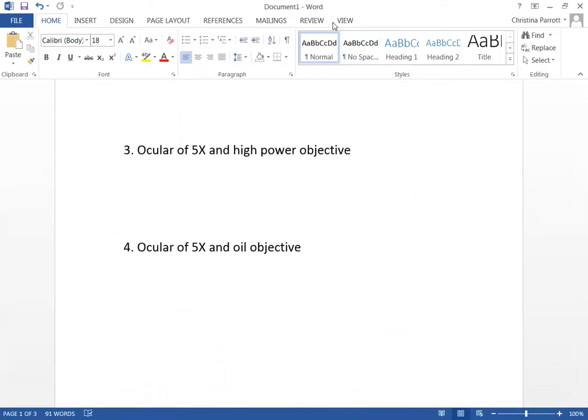Okay, number 3. Here, number 3 says I have an ocular of 5, and I'm going to multiply that by my high power objective. My high power objective is 40. 5 times 40 would give me 200.